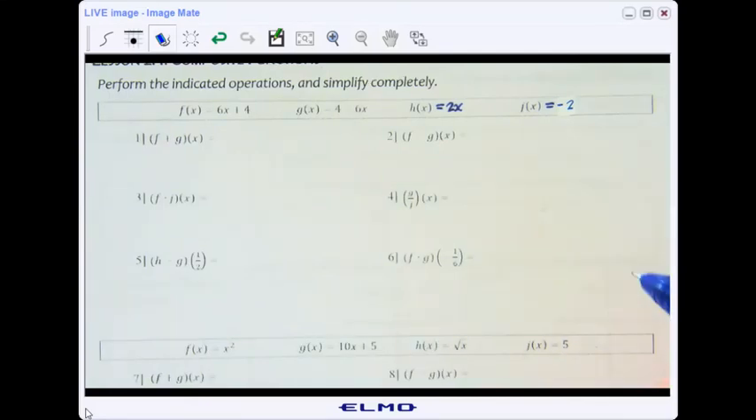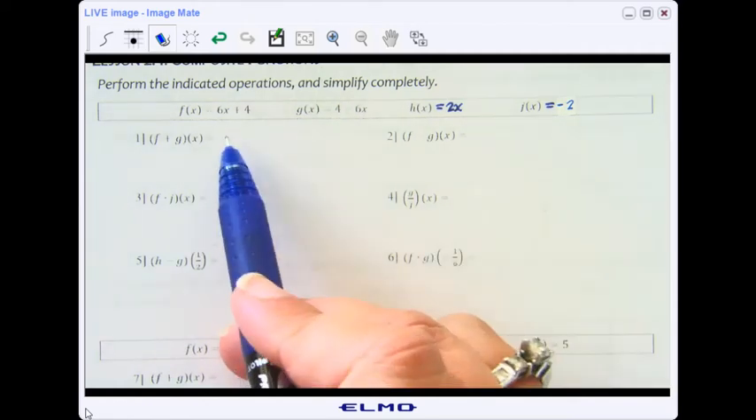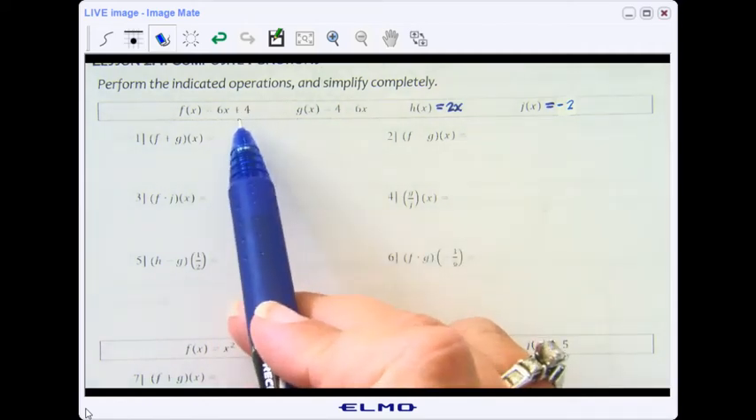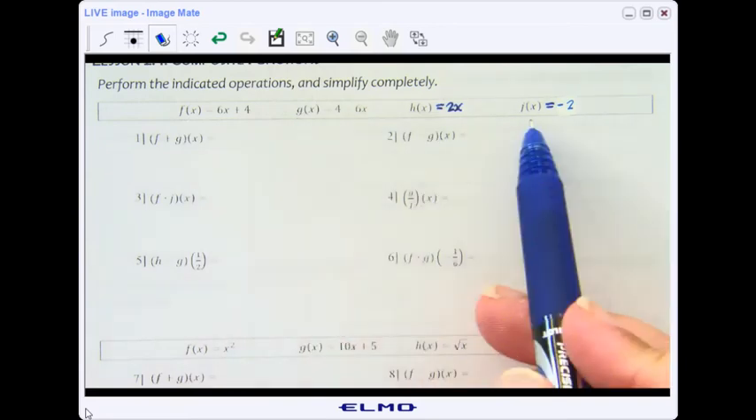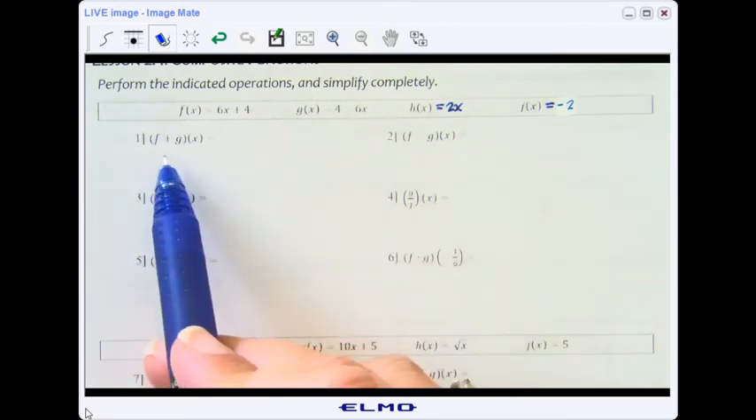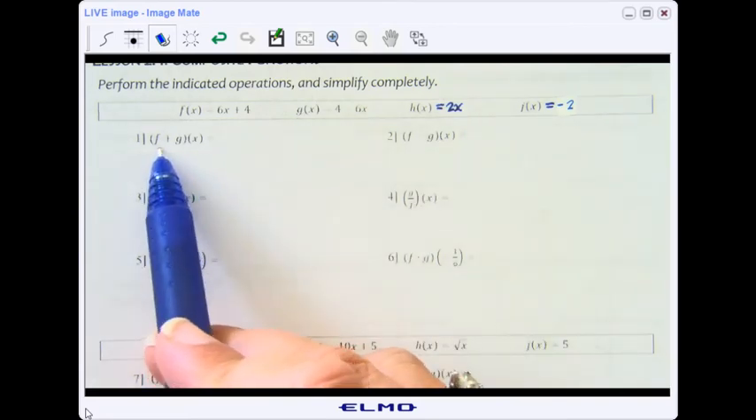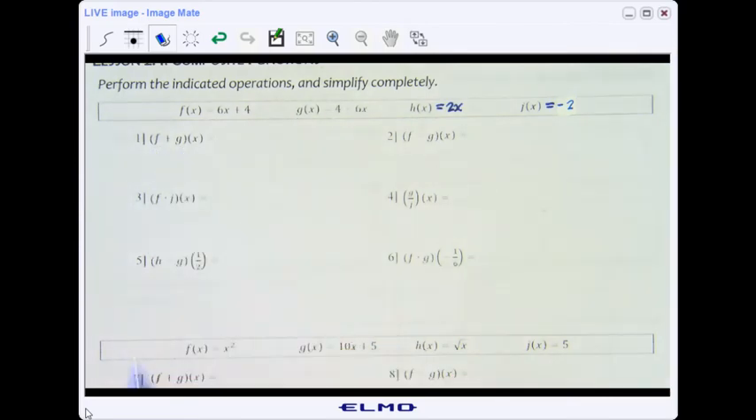When working with composite functions, it is necessary to understand how function notation works. Across the top of the page, you are given 4 different functions, f, g, h, and j. In the first one, we're being asked to add f of x and g of x together.